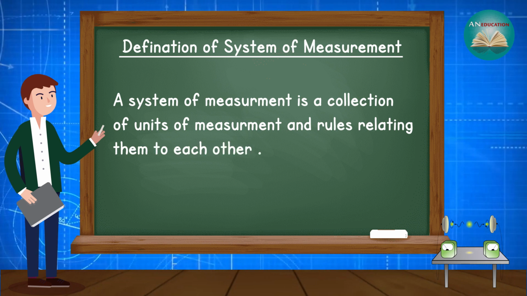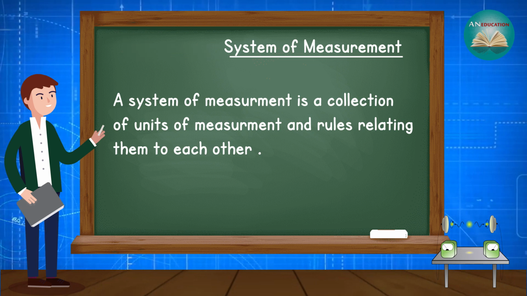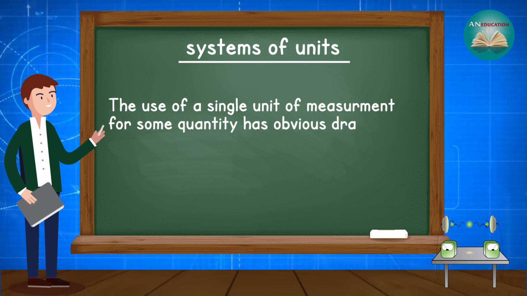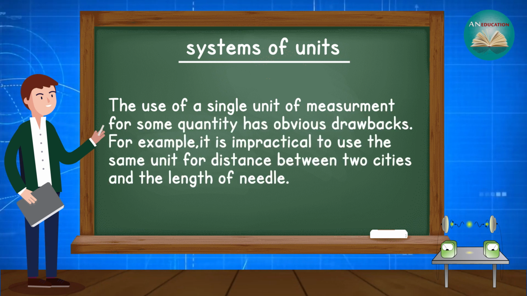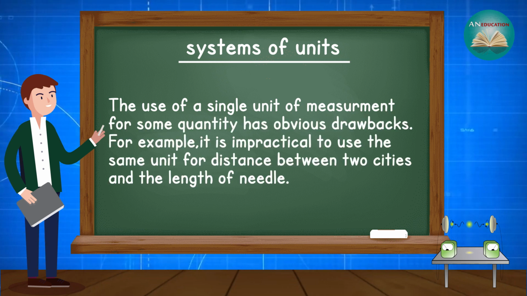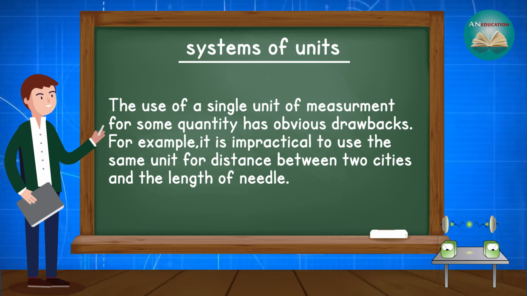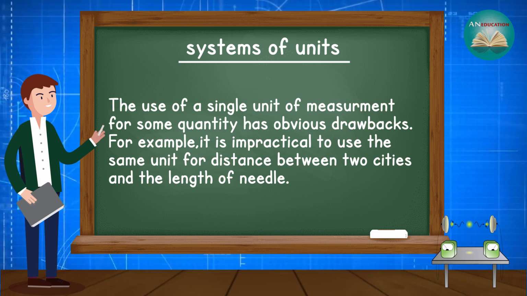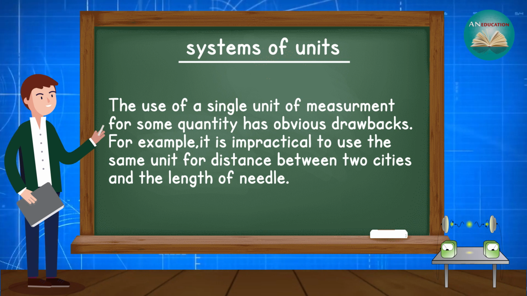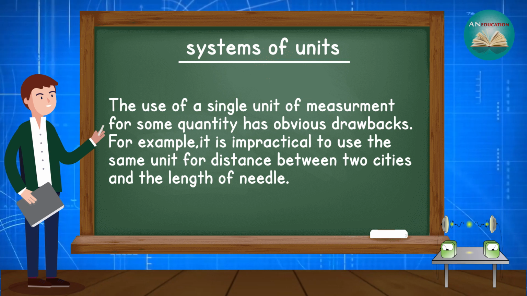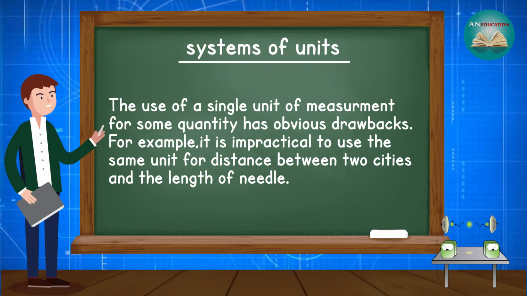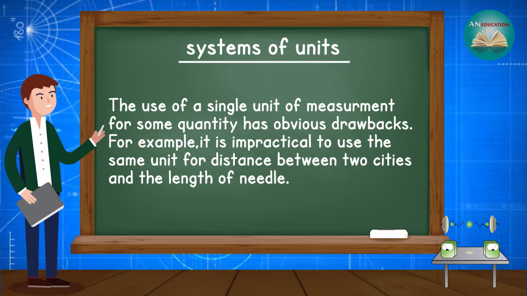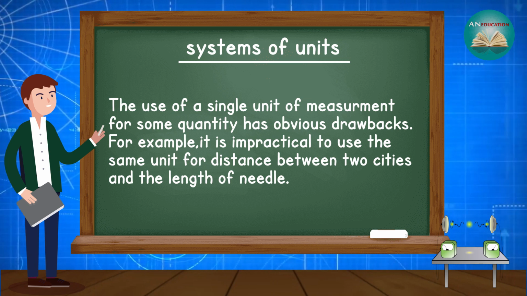The use of a single unit of measurement for some quantity has obvious drawbacks. For example, it is impractical to use the same unit for the distance between two cities and the length of a needle. Thus, historically, they would develop independently. One way to make a large number or small fraction easier to read is to use unit prefixes.